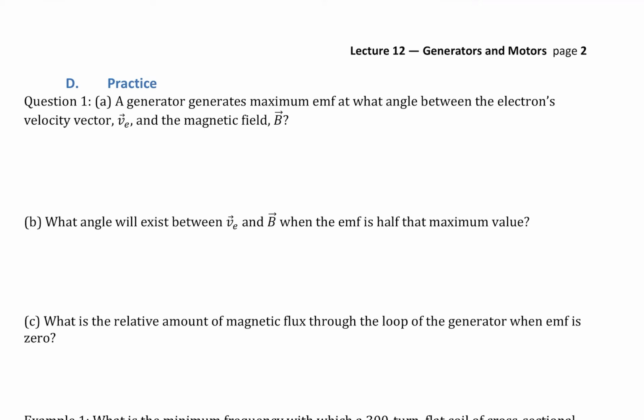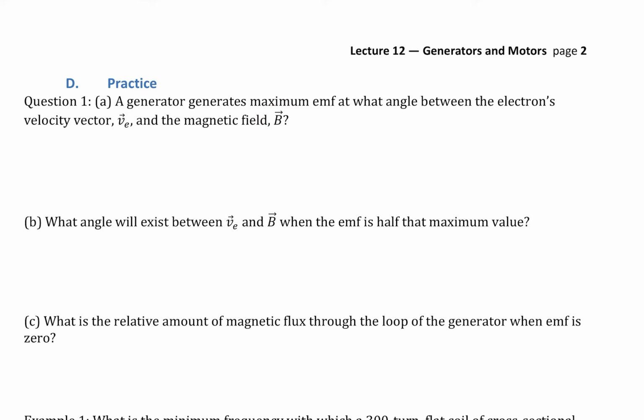Okay, so let's take a look at question 1. I have a concept question in 3 parts, which I think will be a good demonstration of this idea of the phase angle between magnetic flux and the actual generation of current motion. Okay, so a generator generates maximum EMF at what angle between the electron's velocity vector and the magnetic field vector? All right, so when is the EMF the greatest?